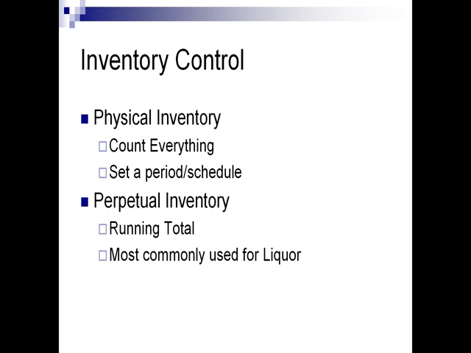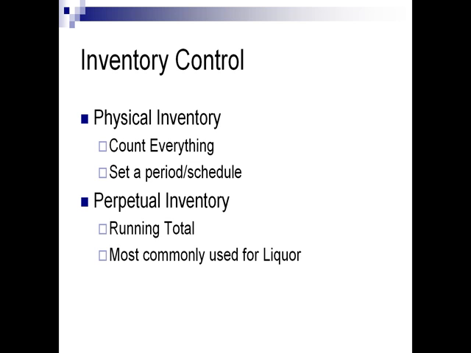We go in the freezer, we count all our frozen stuff. We go in the beer cooler, we count all of our beers. We go in the liquor closet, we count all of our liquors. I mean, we physically count everything. We even go to our server side stations and we count all the bottles of ketchup or all the A1 bottles or whatever kind of stuff we have at our server station. So we count all of our products.